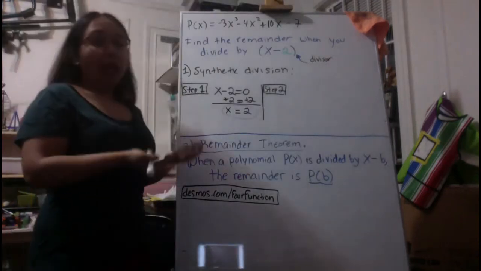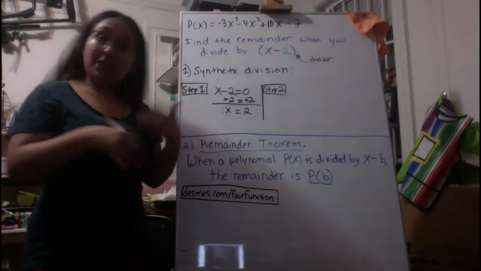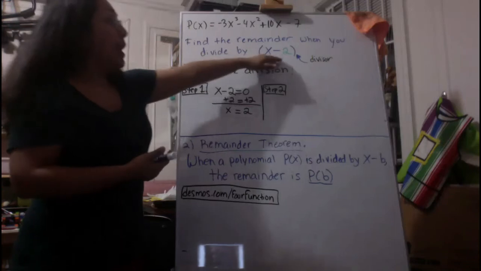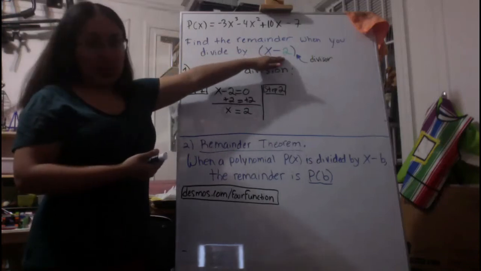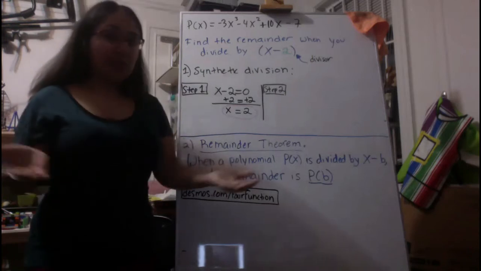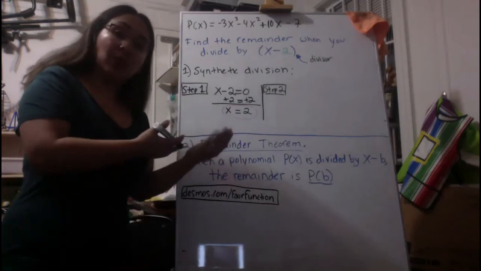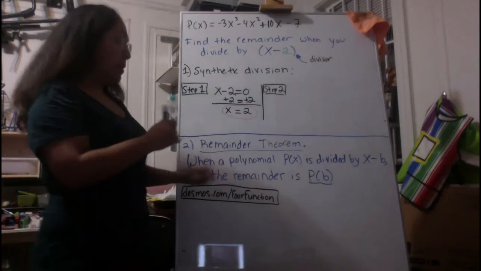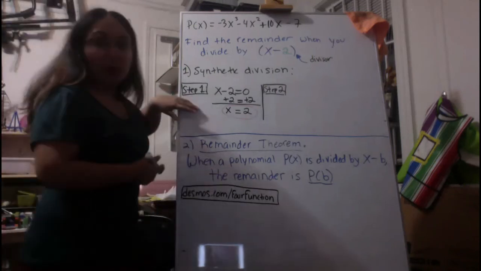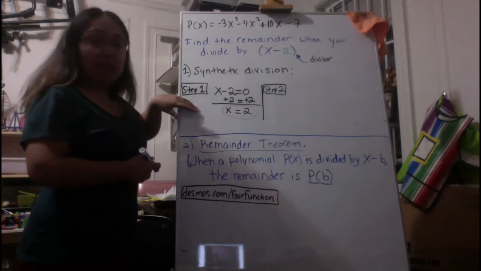Now, one way to find the remainder is by dividing. We can divide p of x by the divisor x minus 2. You could do it using long division. I know Khan Academy has some videos on that, or you could do so with synthetic division, which I'm about to do now. Now, I already started writing down the first step, step 1.